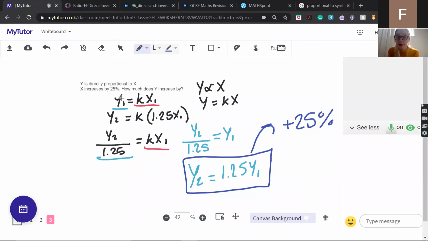Honestly, it's fine if you're lost. These are difficult. Watch it again if you want to, because I do think that they're quite interesting. Basically, Y1 and X1 are the original values, and this is it after the increase. I thought I was on the pointer, I'm just drawing everywhere.